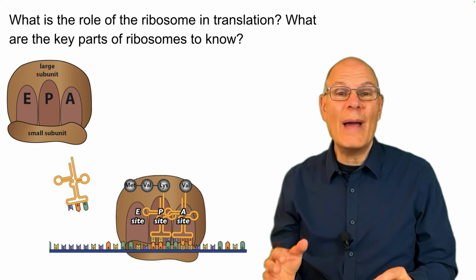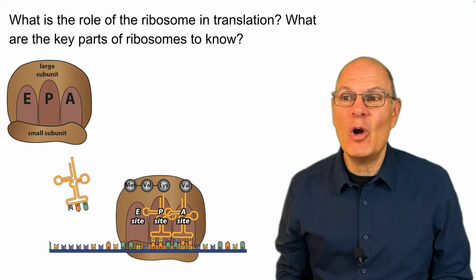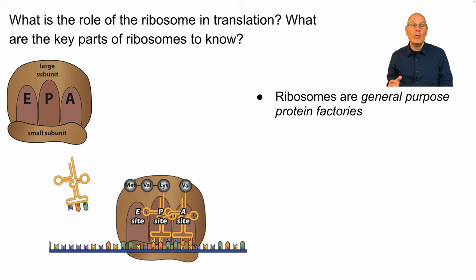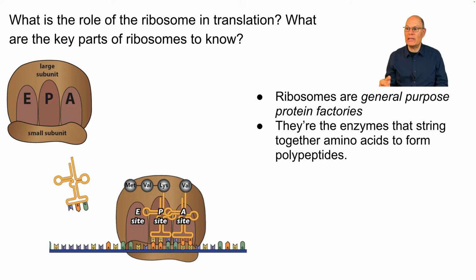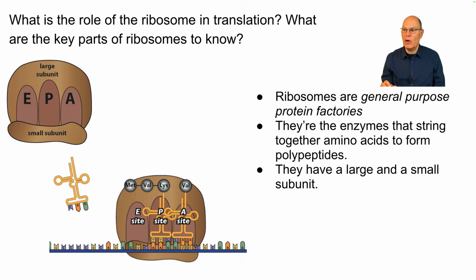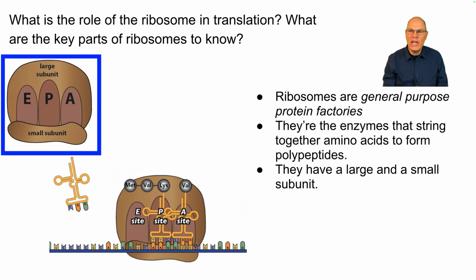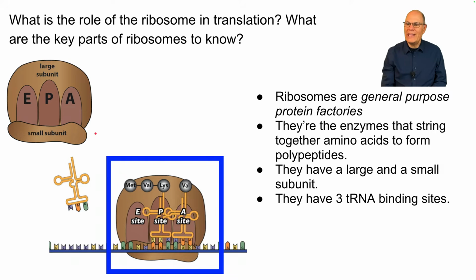What is the role of the ribosome in translation? What are the key parts of ribosomes to know? Ribosomes are general purpose protein factories. They can take any mRNA, which is what brings it information, and convert it into any sequence of amino acids. They're the enzymes that string together amino acids to form polypeptides, and they do that following the instructions in mRNA. They have a large and a small subunit, and they have 3 tRNA binding sites.